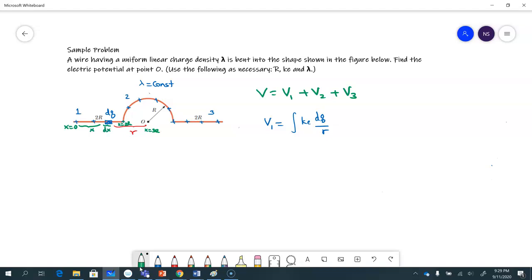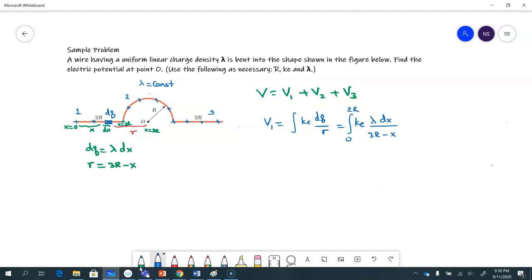So all of this is just like what you used to do. dq is lambda times dx, and your distance, r, is the whole distance, 3r minus x. So if I go back and substitute here, I have the integral of ke dq, where dq is lambda times dx because it's a straight wire, and then little r is 3 capital R minus x, and x goes from 0 to 2r.